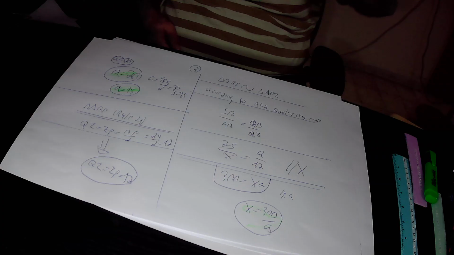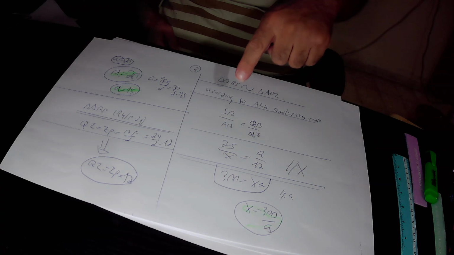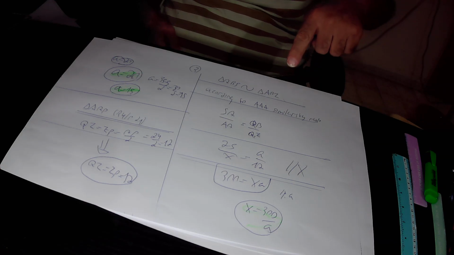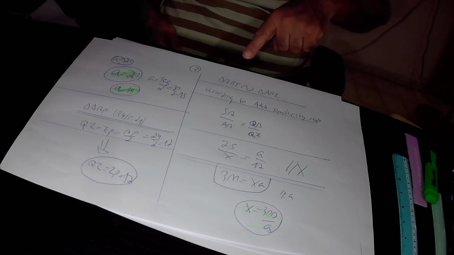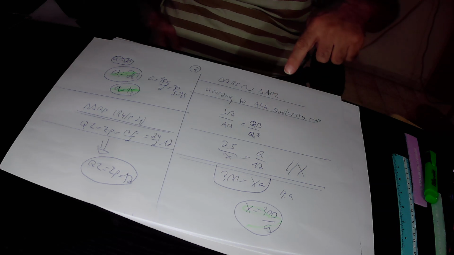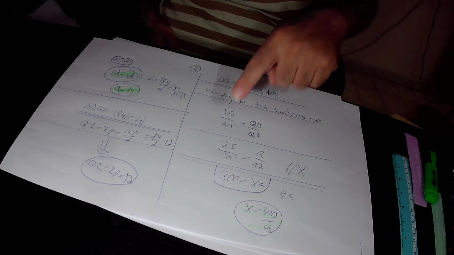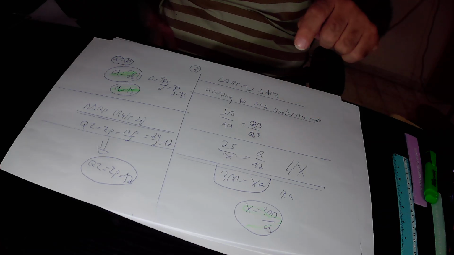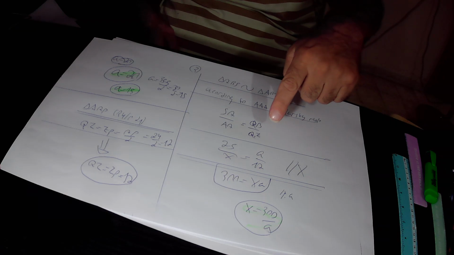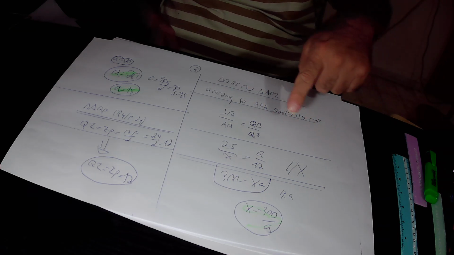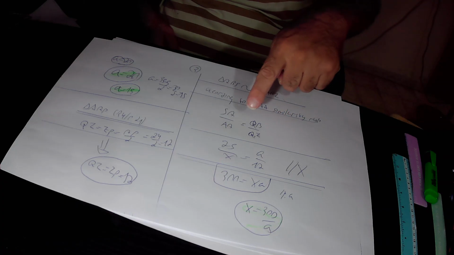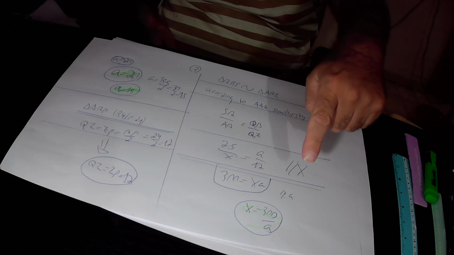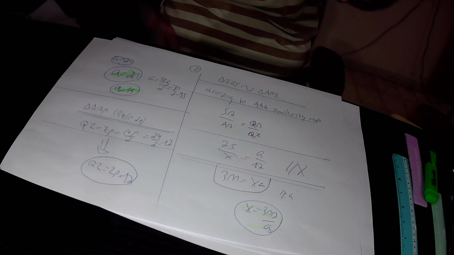Side SQ of the right triangle QBS over side AQ of the right triangle AQZ equals side QB of the right triangle QBS over side QZ of the right triangle AQZ. SQ is 25, AQ is X, QB is A, and QZ is 12. So in total, 25 over X equals A over 12. Multiplying this equation, we find that 12 times 25 is 300, which equals AX. Here we divide this equation by A and find that X equals 300 over A.